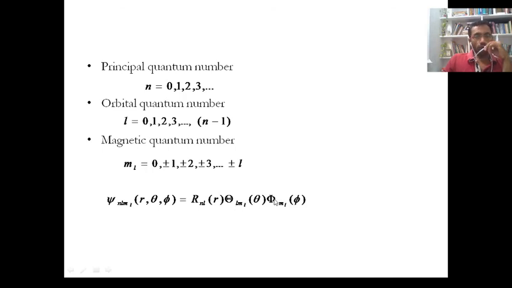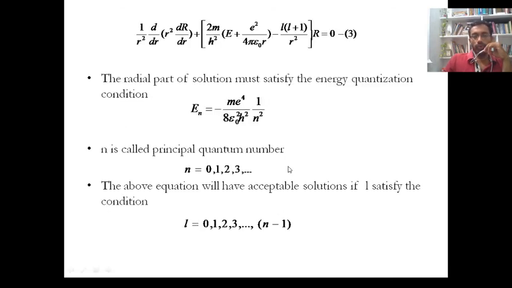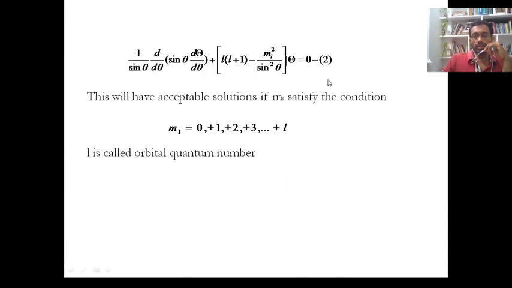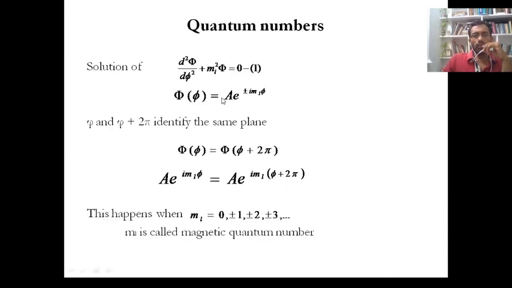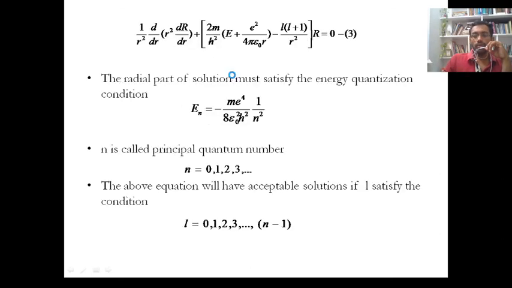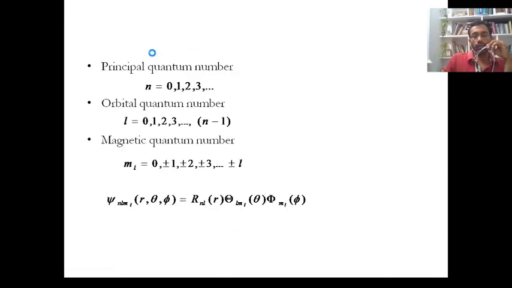And the fourth one is capital phi. And you know from this equation, where is that equation? It is that equation. Phi depends only on one quantum number, that is ml. So we can write the total wave function as psi n L ml (r, theta, phi) equal to R n L (r), capital Theta L ml (theta), capital Phi ml (phi). So these are the quantum numbers here.